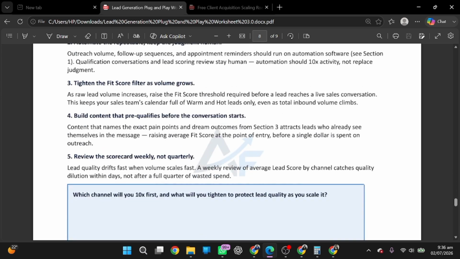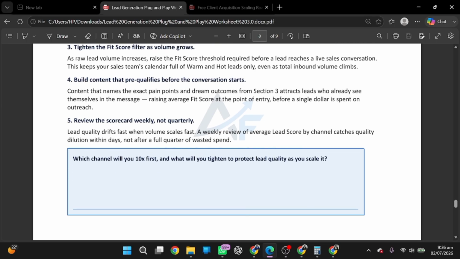Tighten the fit score filter as volume grows. As volume grows, you are obviously going to compromise your lead score, so you want to tighten your lead score even as your volume grows.